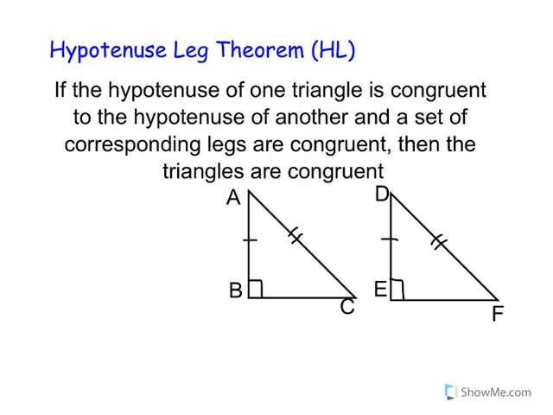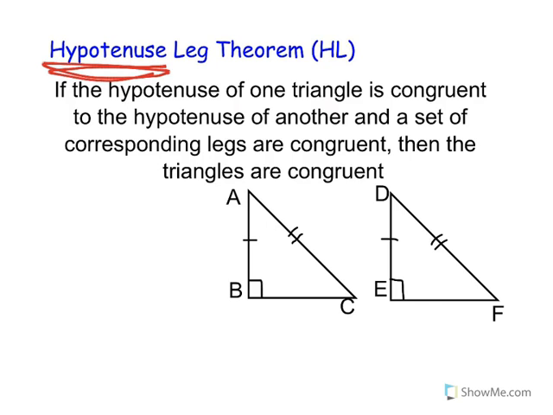And now our last one is called the hypotenuse leg theorem, or HL for short. And this is only in right triangles because you can only have the hypotenuse if the triangle is right. So this says if the hypotenuse of one triangle is congruent to the hypotenuse of another, and a set of corresponding legs are congruent, then the triangles are congruent.